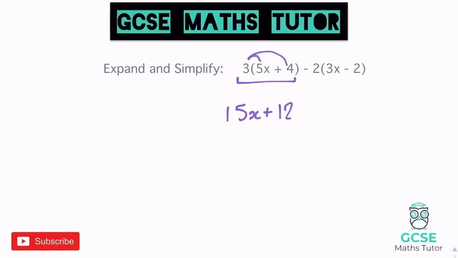On to the next one. Got to be careful with this one because it's saying take away, which means this is a -2 at the start of the bracket. So we're going to times both these pieces by -2. So -2 times 3x is -6x, and -2 times -2 gives us positive or plus 4.